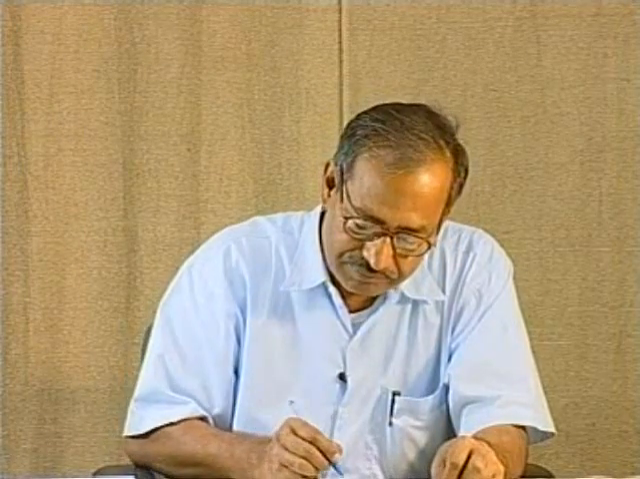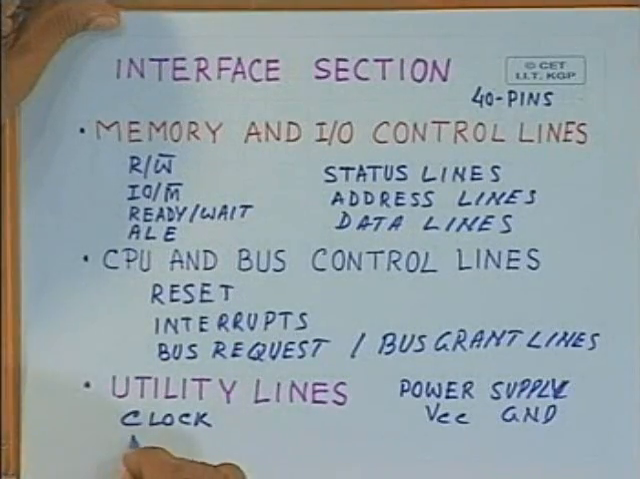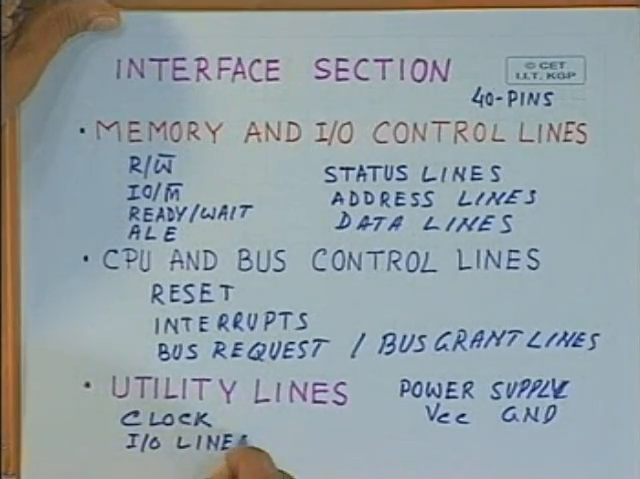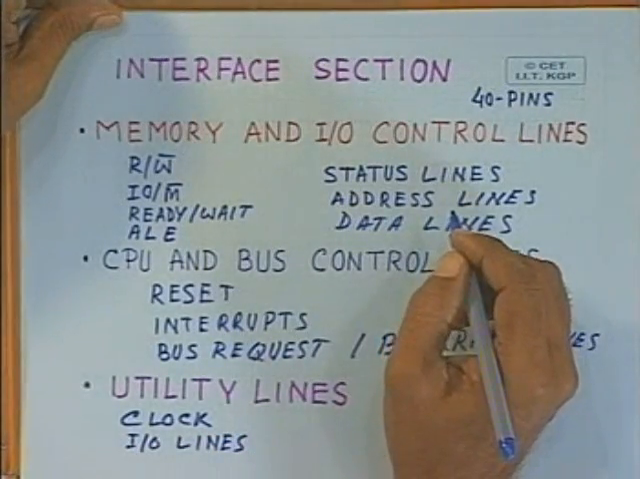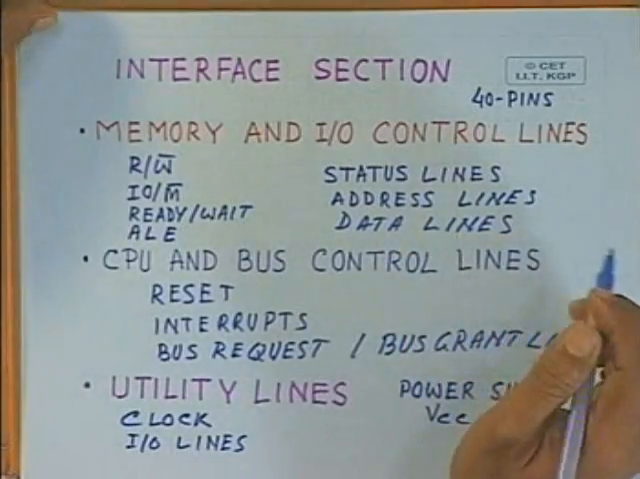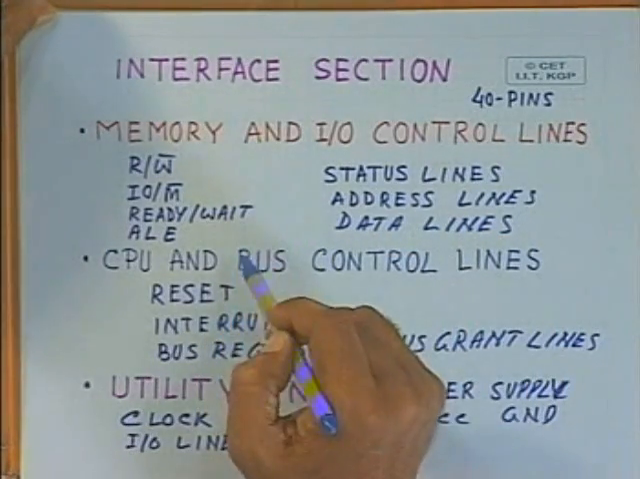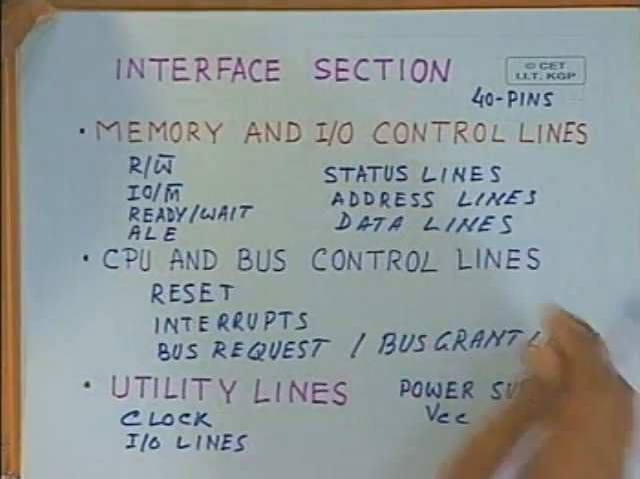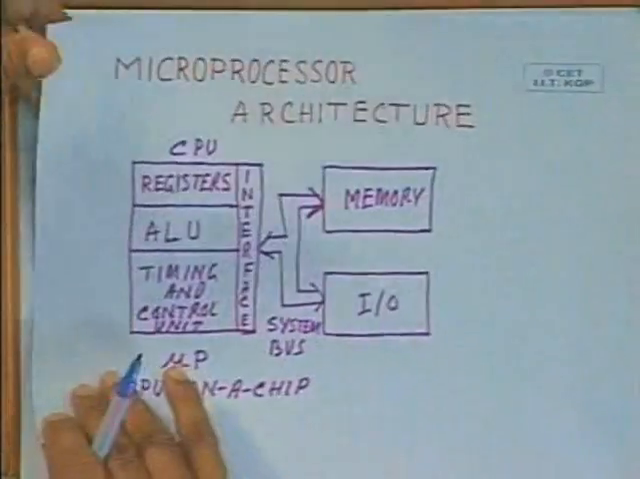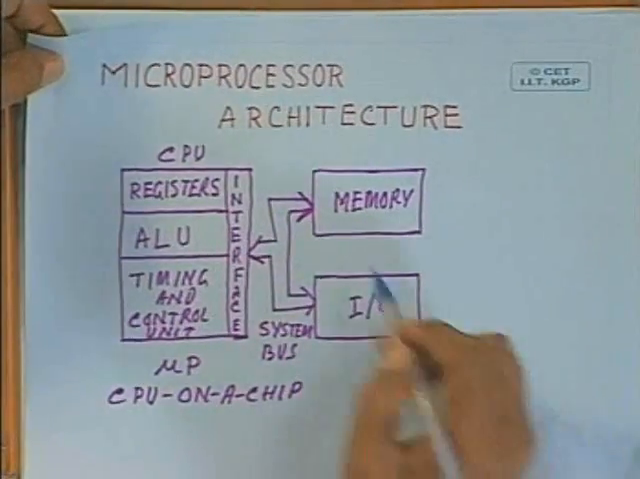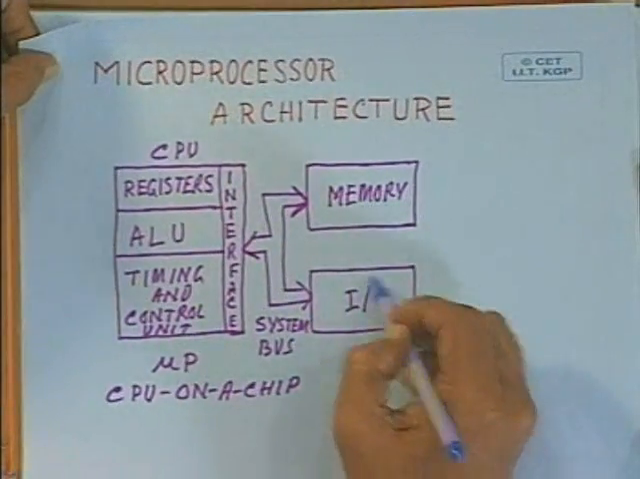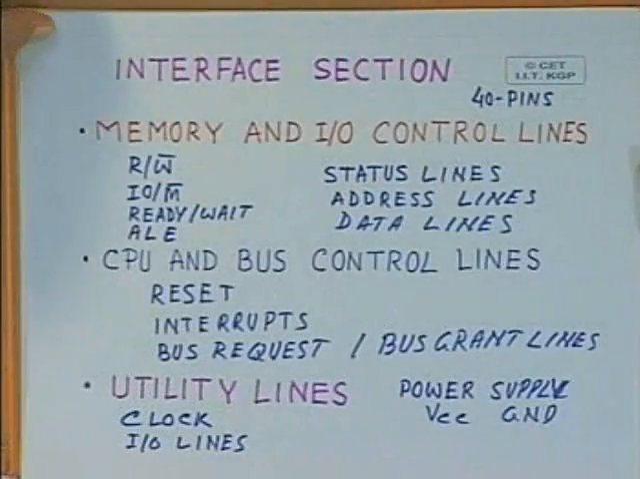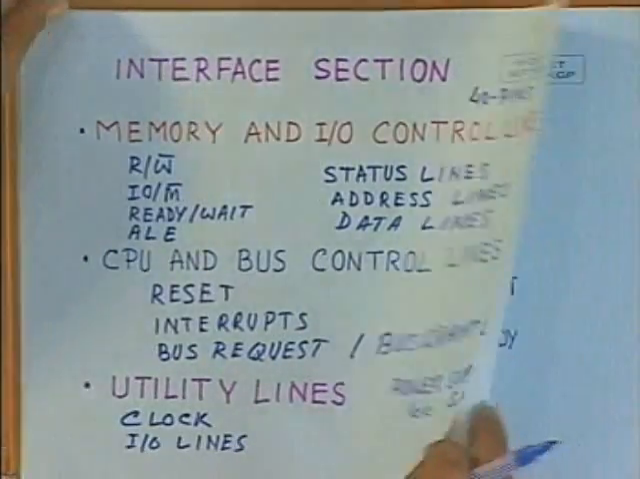Then you will require some special type of IO lines, serial IO lines sometimes. So these are the typical signals which are provided as part of the interface section, and which we may call as the system bus for interfacing to the memory and input output devices. Let us see which is provided in 8085.